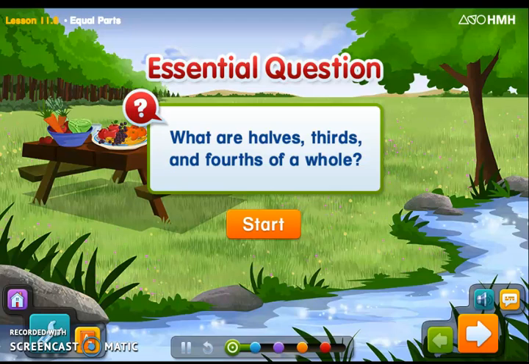Hello, second graders. For math today, we are going to be doing lesson 11.8, which is called Equal Parts. And we are going to be answering the question today about what are halves, thirds, and fourths of a whole.